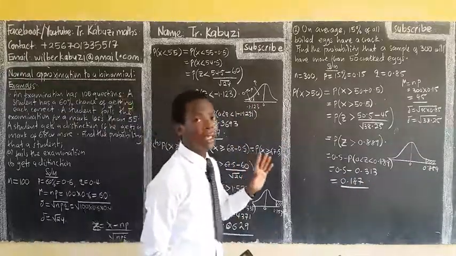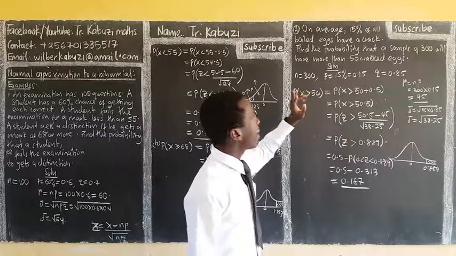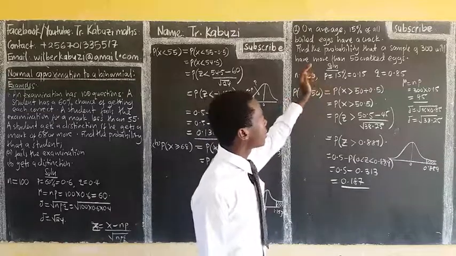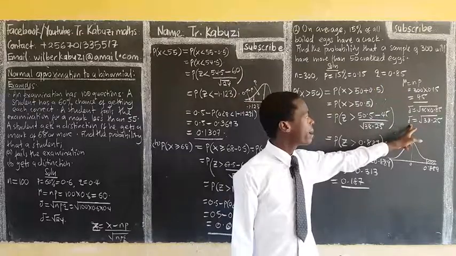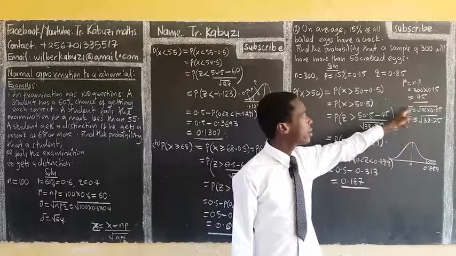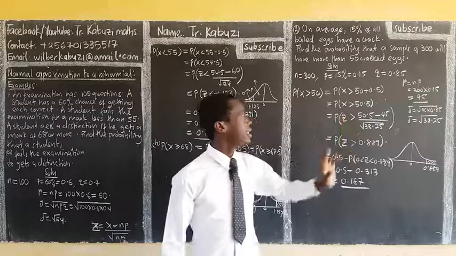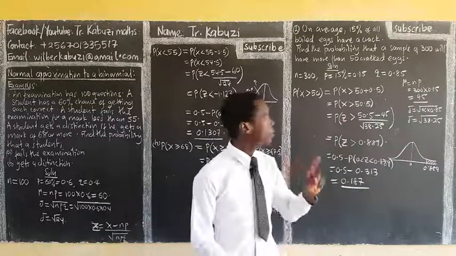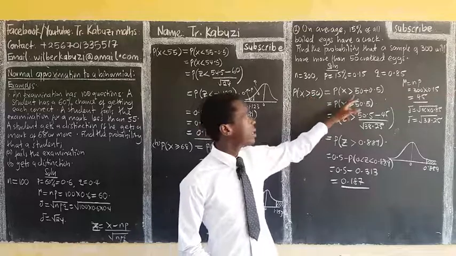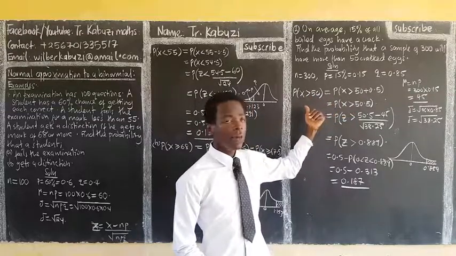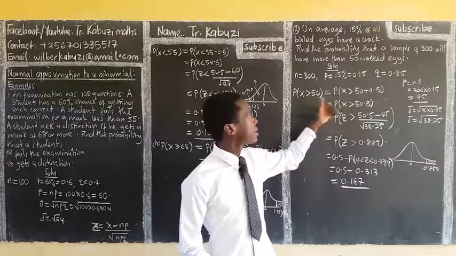The most important thing here is to get the number of trials, get the probability of success, get the probability of failure, and then attach the sigma, the standard deviation, attach the mean, then substitute as you see. But we shouldn't forget that the first thing to do is the continuity correction. If it's less, you subtract it, and so on.